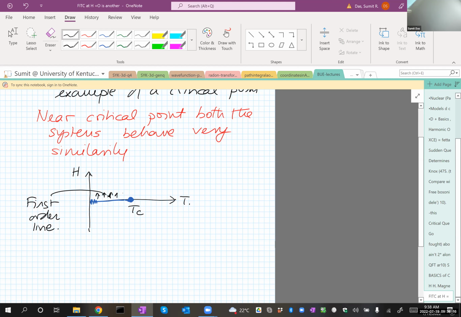Landau argued that I should be able to understand the thermodynamics by writing down the free energy of the system. Just to remind you, the free energy is the internal energy minus the temperature times the entropy of the system, in terms of this order parameter.